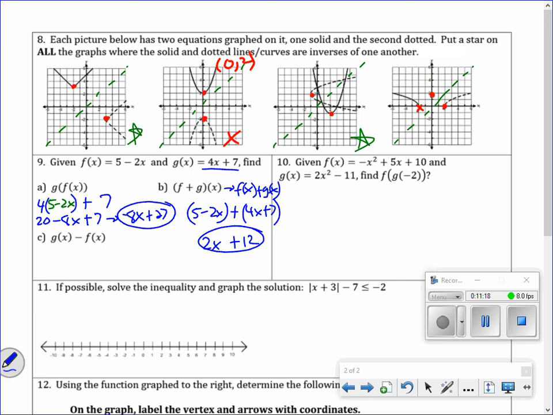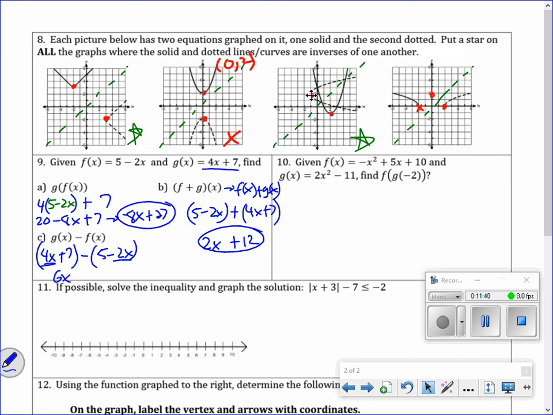So there we go. All right, and then letter C, I'm subtracting. So subtracting, it's good to put parentheses, like I did with adding, but it's more essential here. So I got 4x plus 7, subtract 5 minus 2x. So I got 4x up here, and a minus 2x there. But remember, it's 4x minus a minus 2x. So it turns into 4 plus 2. So that's 6x.